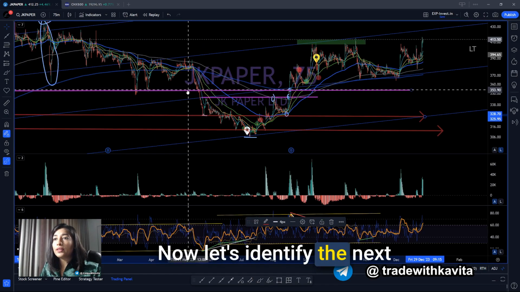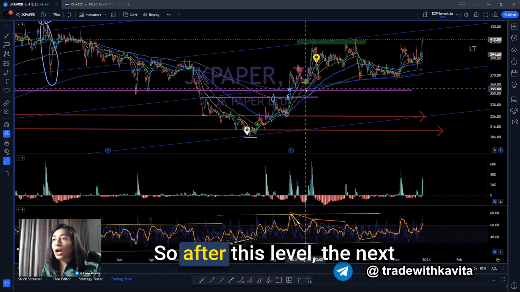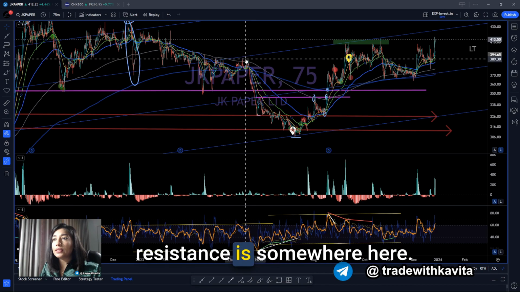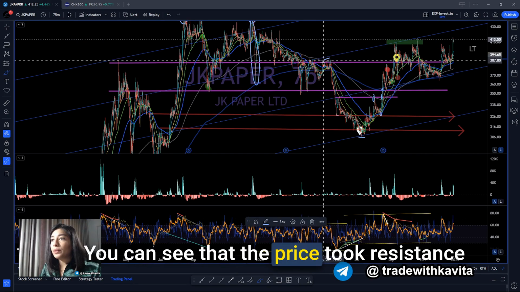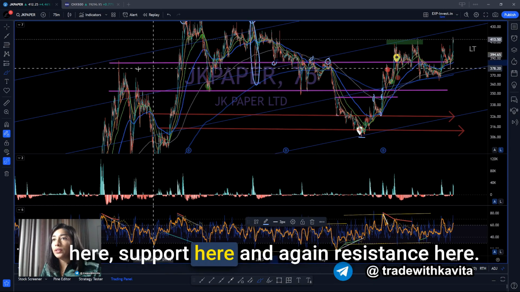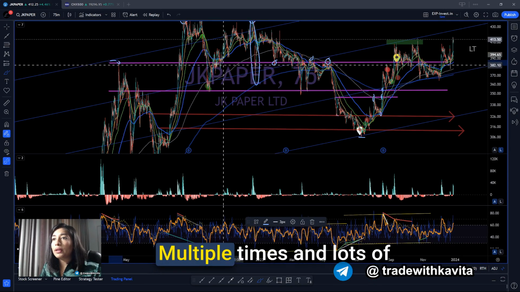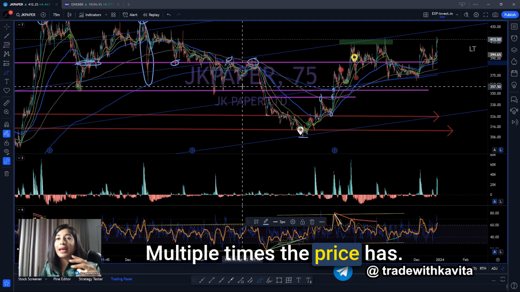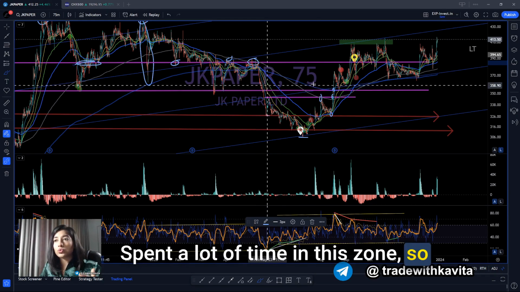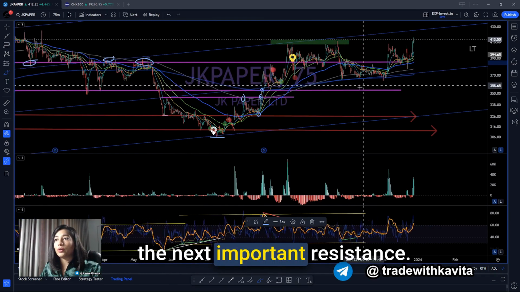Now let's identify the next possible resistance level. So after this level, the next resistance is somewhere here. Let me duplicate this line here. So you can see that the price took resistance here, support here, and again resistance here. Multiple times, and lots of consolidation also here. Multiple times the price has spent a lot of time in this zone. So that is the reason this becomes the next important resistance.